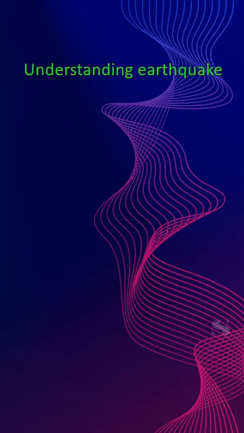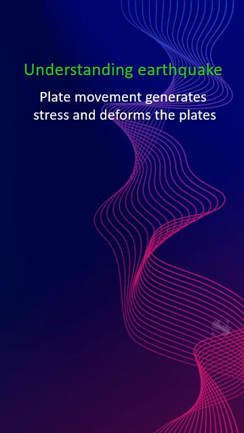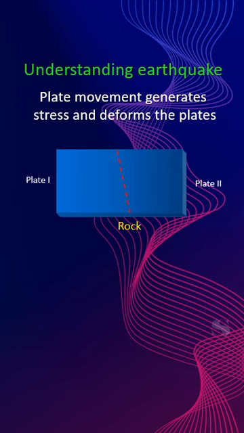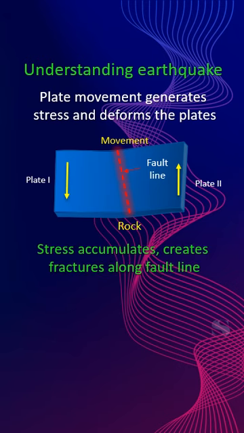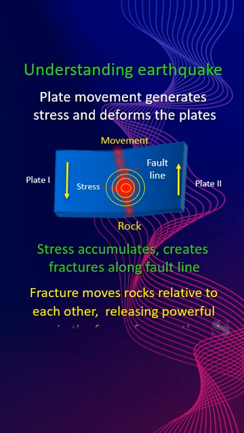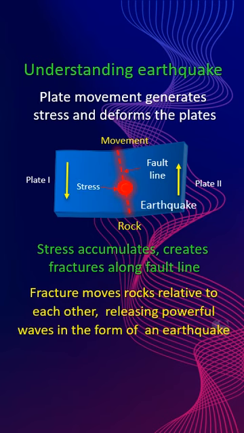Understanding earthquakes. When the tectonic plates move and interact with each other, stress is generated along their boundaries. Stress is the force of compression or shear, the force that deforms, acts on rocks and matter that make up the Earth's crust and upper mantle. Over time, stress accumulates until it surpasses the strength of the rocks, eventually causing them to fracture along a line of weakness known as a fault. Once the fault ruptures, rocks on either side move relative to each other, releasing powerful waves in the form of an earthquake.